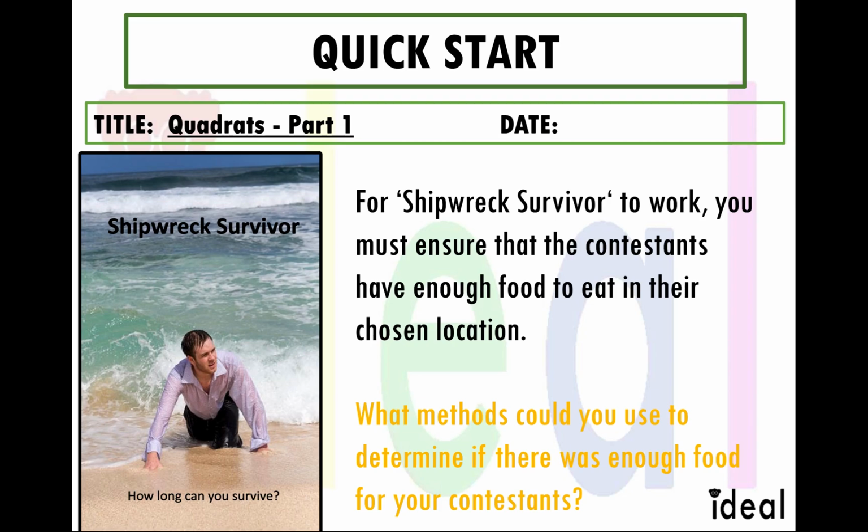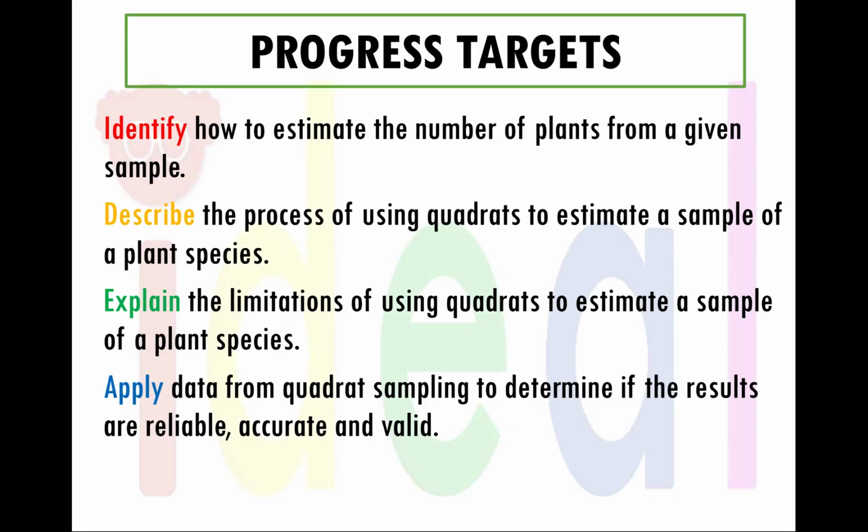Okay, so hopefully you've had some time to have a look at this question. What methods could you use to determine if there was enough food for your contestants? So you might have had things on there like make sure that you're counting how many species are available, but that's what we're going to look at today. So let's have a look at our progress targets.